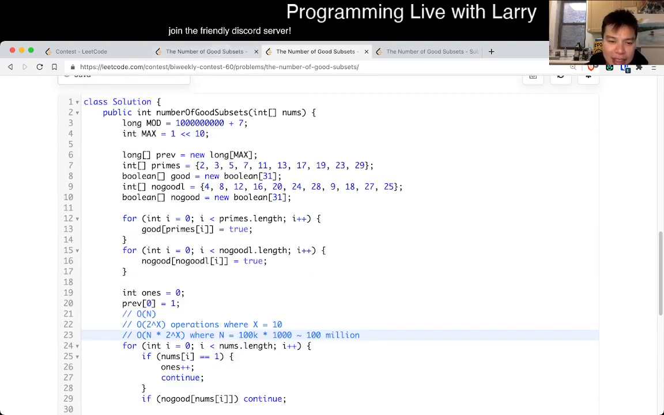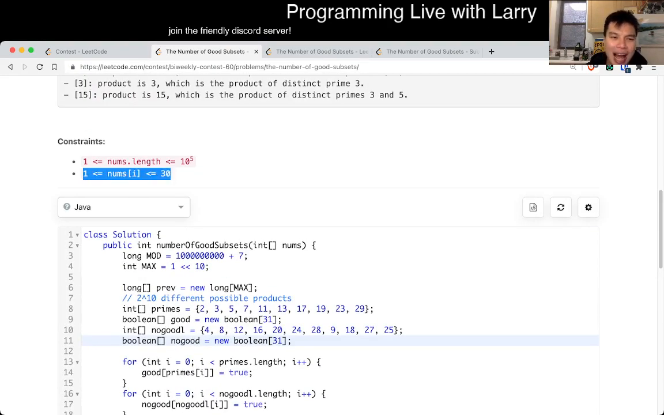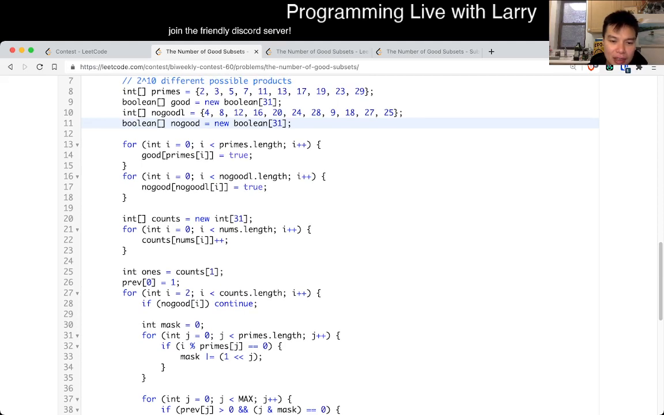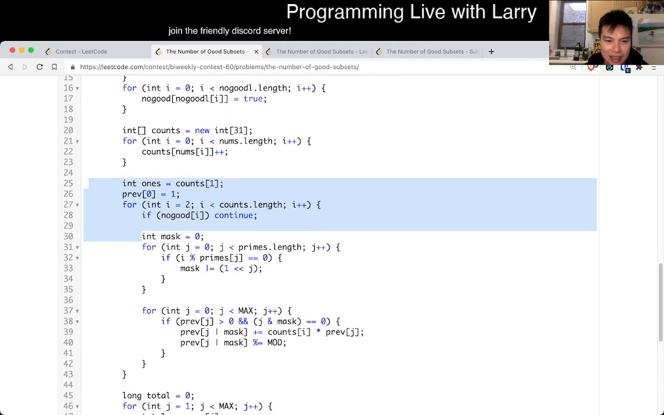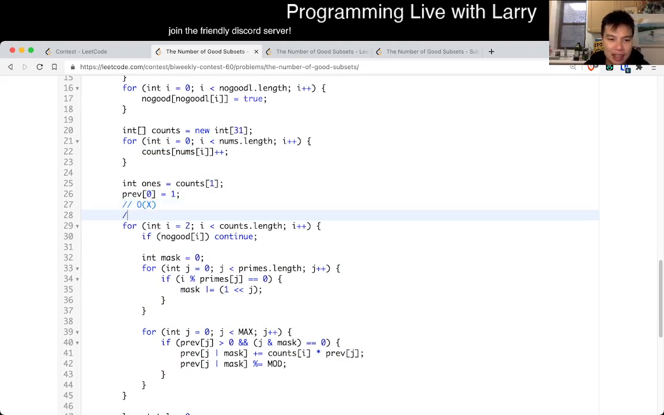But there's one more optimization: noting that again, each num is at most 30. That means you don't have to process all 10 to the fifth numbers one at a time. You could combine them. So that's basically what I did here: I put them in counts so that there are only 30 numbers. Now this is at most O of 30, or X if you want to call it that. And each one, of course, does 2 to the X.